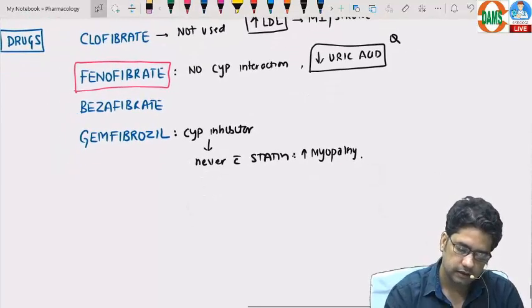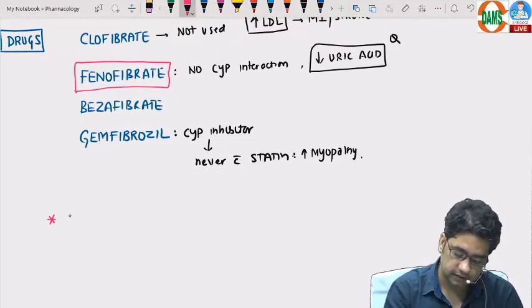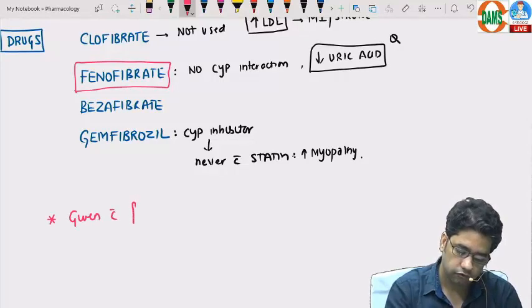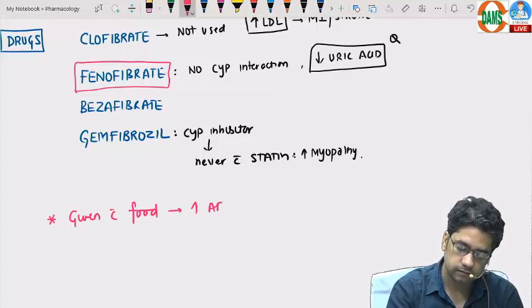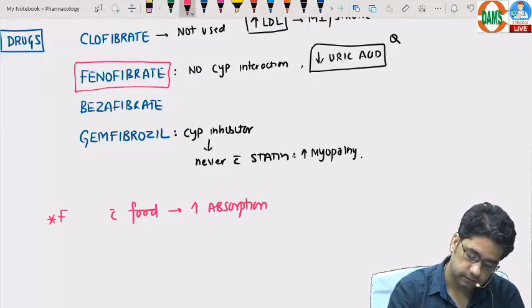Okay. Last point, you will write, these drugs are given with food, because food increases absorption. Fibrates are given with food. This is how you will write.